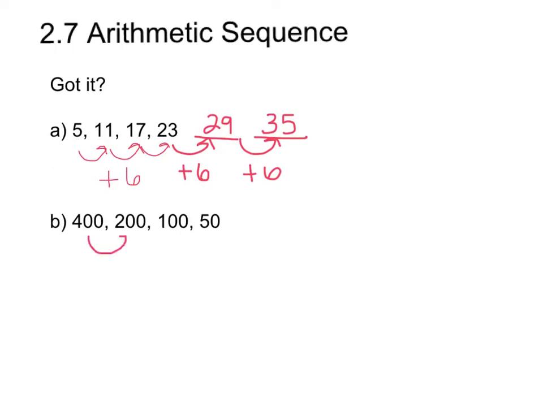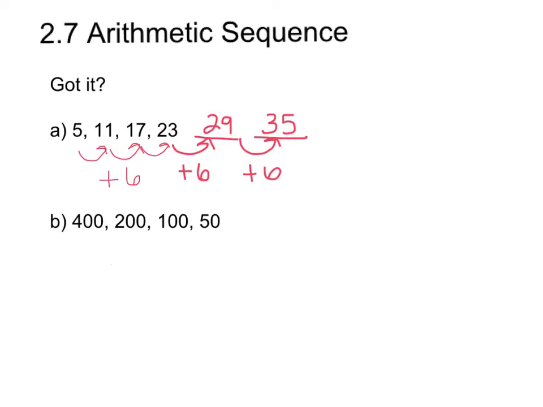Now we look at letter B, 400, 200, 100, and 50. Well, what happens from 400 to 200? We subtract 200. Now, if you do use that pattern, you'll notice, well, 200 to 100 is not subtracting 200. So we are not going to be using that same pattern of subtracting 200. So let's look at 400 to 200. What else could I do?